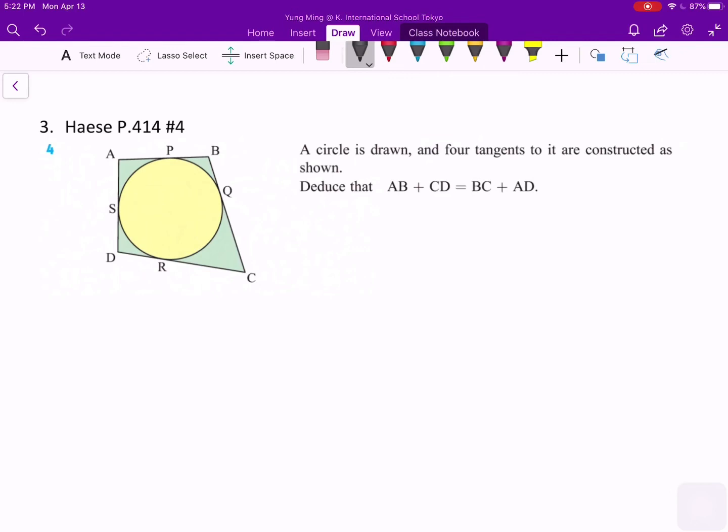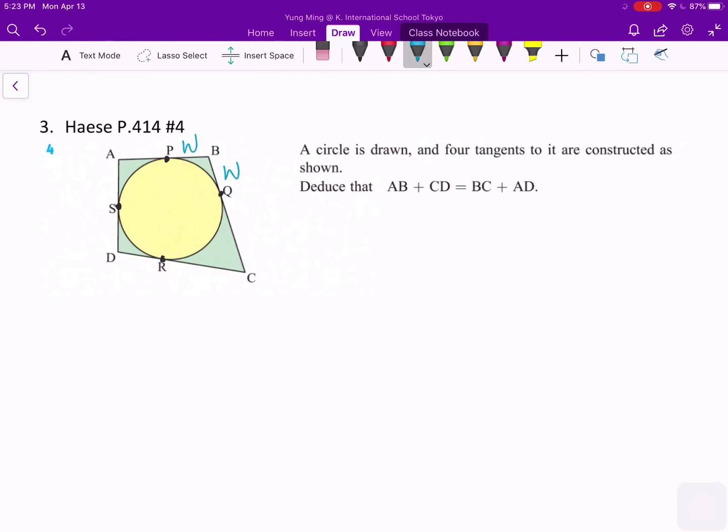Let's look at a not so typical question from your textbook. We have a circle. We have 4 tangent lines constructed, so you see 1, 2, 3, 4 points of contact. Especially given the fact that they are all tangent lines, we can actually name the lengths in this way. If this is W, this has to be W, right?